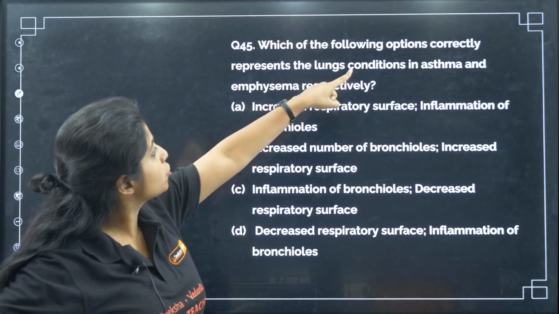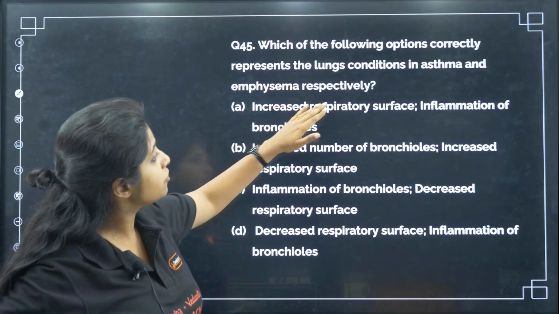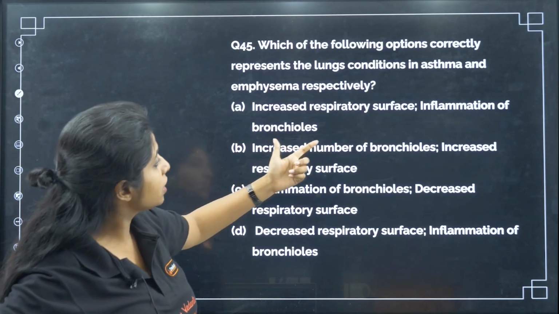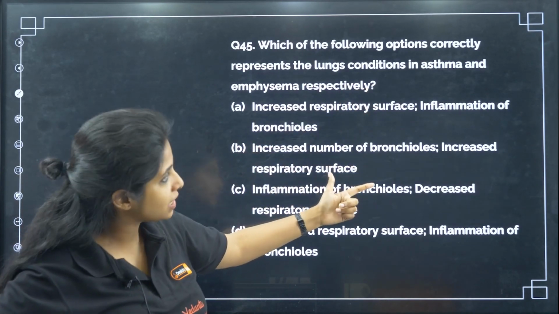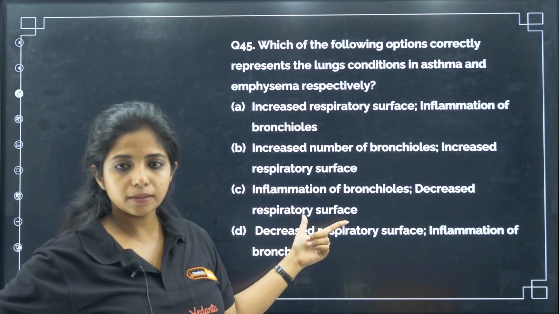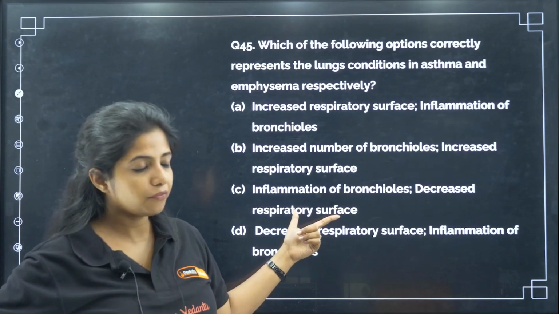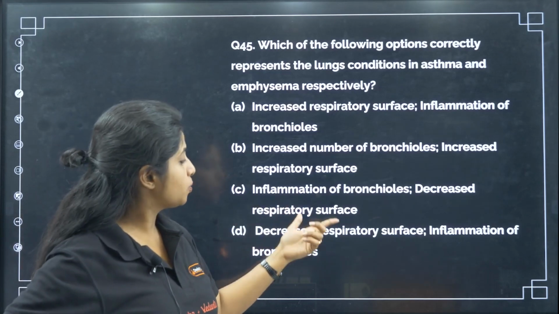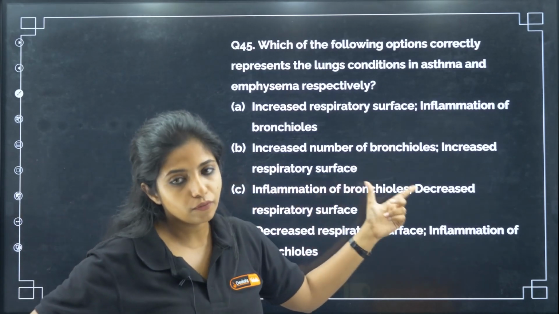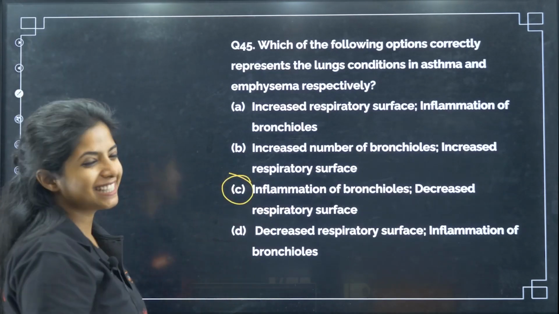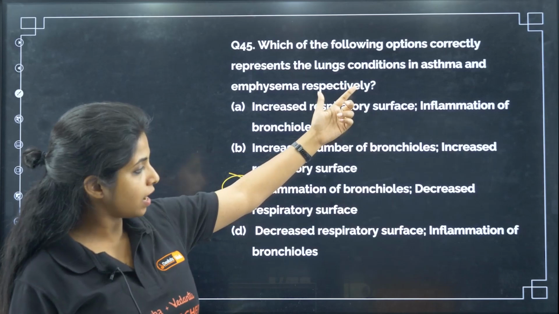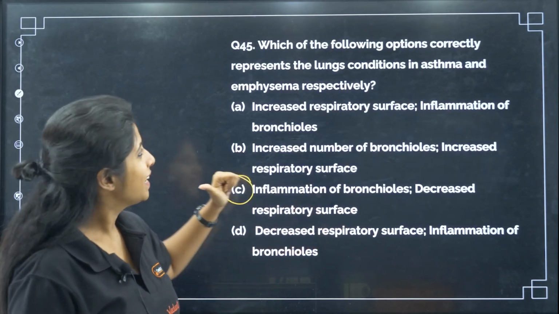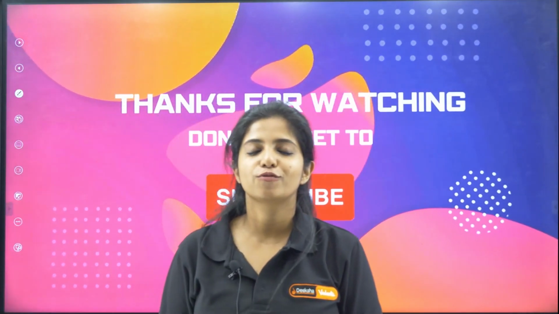So you are asked what the following options correctly represent for the lung condition in asthma and emphysema. So increased respiratory surface, inflammation of bronchioles. Increased respiratory surface cannot happen anyways, and that too in asthma, no way. And increased number of bronchioles in asthma, no way. Inflammation of bronchioles, yes my dear children, asthma it can happen. And decreased respiratory surface, yes, that will happen in emphysema, because as I said, alveoli is also getting damaged, which is why decreased respiratory surface will be there. In the case of asthma it will be inflammation of bronchioles. So your answer would be C. Decreased respiratory surface in the case of asthma, inflammation of bronchioles in the case of emphysema, wrong. That's the opposite of it. So that's why this becomes your answer. Please remember it. And with that, we have completed the 45 questions of zoology as well.